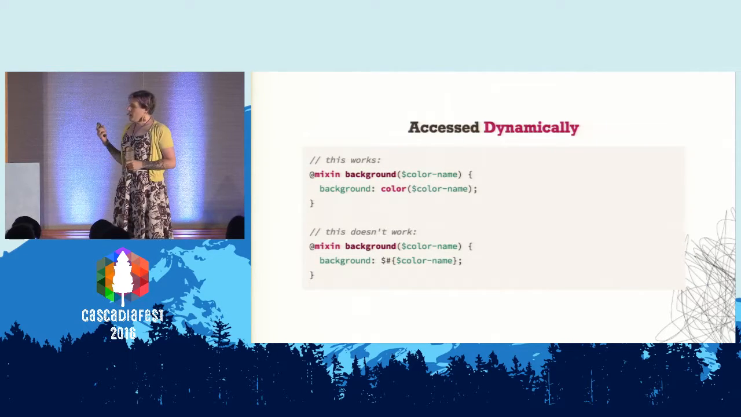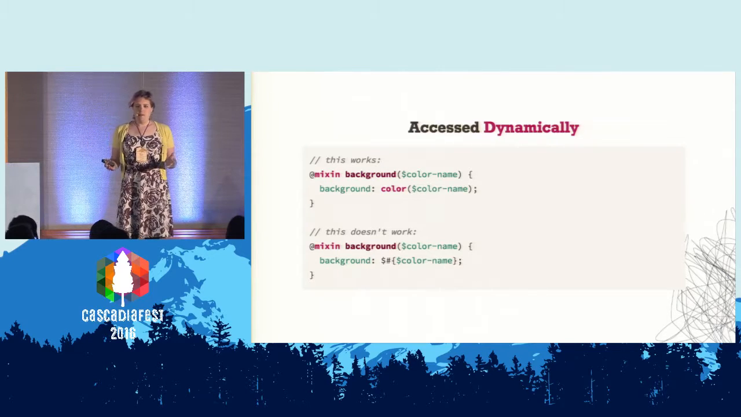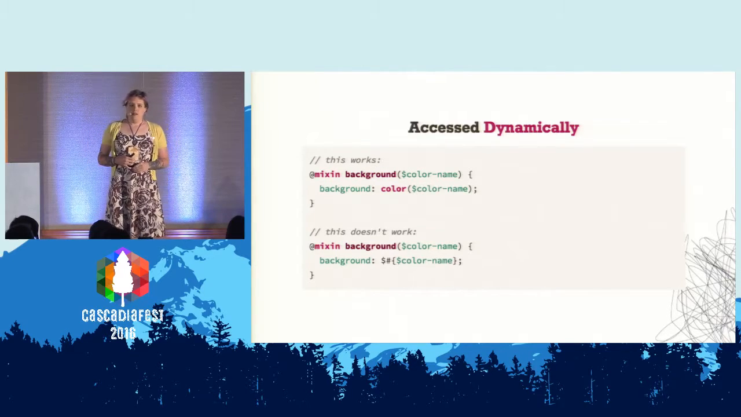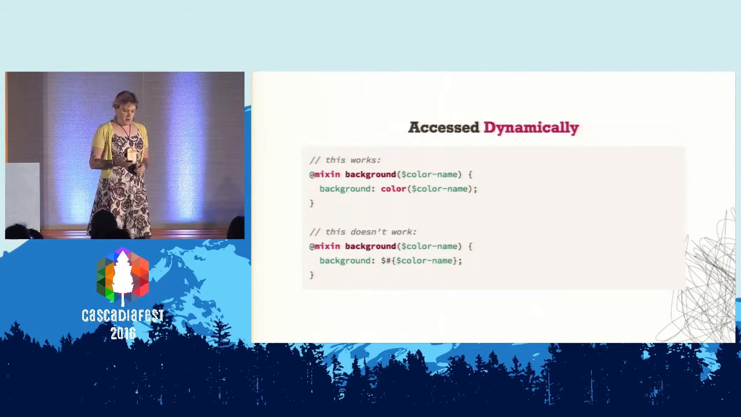And I can access them dynamically. This is the whole reason Sass maps exist. People ask for dynamic variable names. And Chris and Natalie said no, but here's maps. So maps have dynamic naming and dynamic access in a way that variables don't.